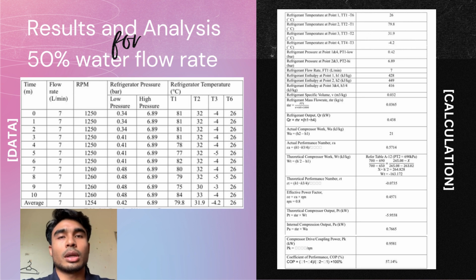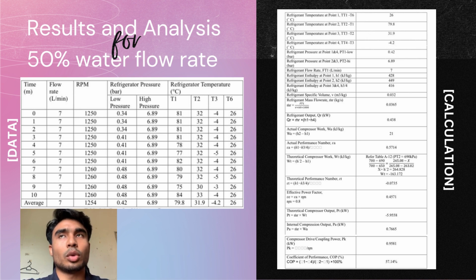So we can proceed to the refrigerant mass flow rate (MR) using the formula given. Then we calculate our QR, our compressor work, and actual performance number. Then for theoretical compressor work, I refer to the table A12.